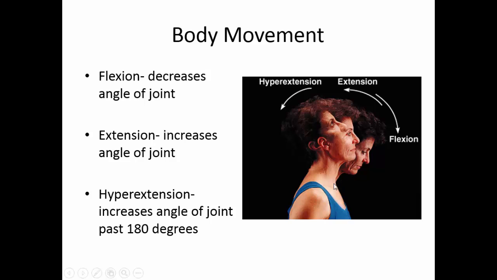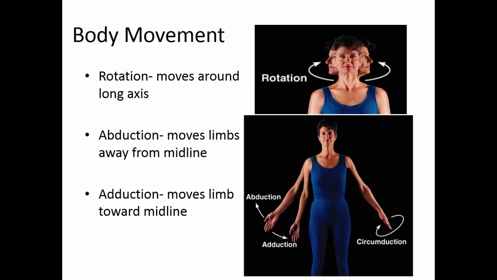We have several different kinds of body movements. Flexion is when we decrease the angle between two places. Extension is when we increase the angle of a joint. And hyperextension is when we move beyond anatomical position. We increase the angle of the joint to more than 180 degrees. Rotation is when we rotate or move around a pivot point.